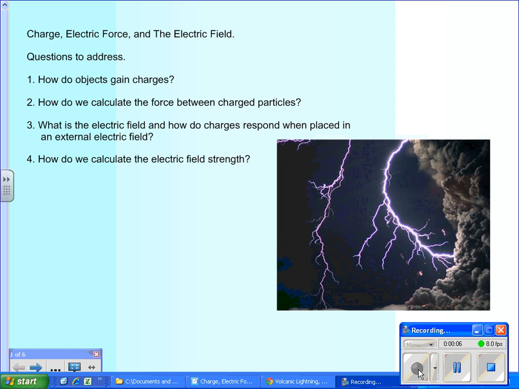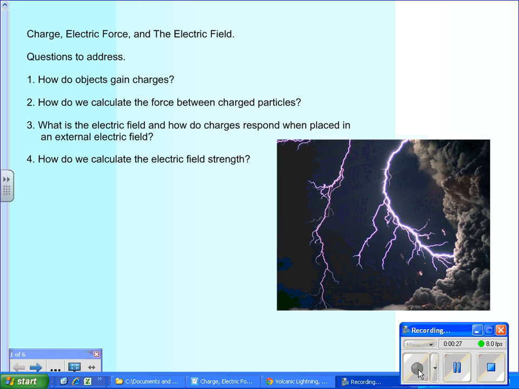We're going to watch this quick video lesson, and we're going to hopefully learn the basics of charge, electric force, and the electric field, so we may work together in class to learn more about it and go more in detail. The subjects I want to address and the things I'd like you to come away with are: 1, how do objects gain charges? Pretty basic. Number 2, how do we calculate the force between charged particles?